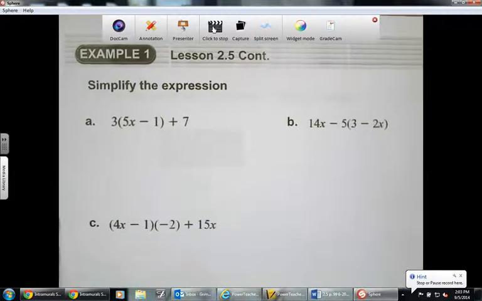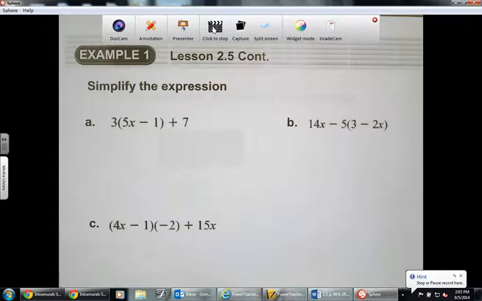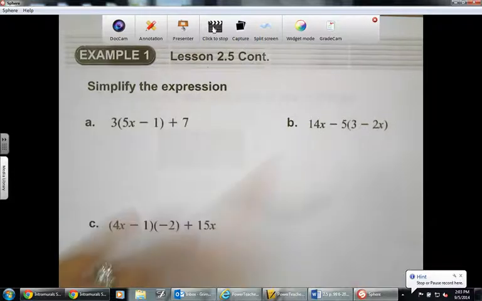Okay, so putting it all together. And just write down A, and then I'll work it. You don't have to write down all three. We'll do them together.